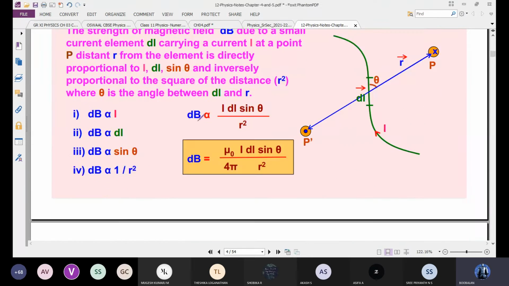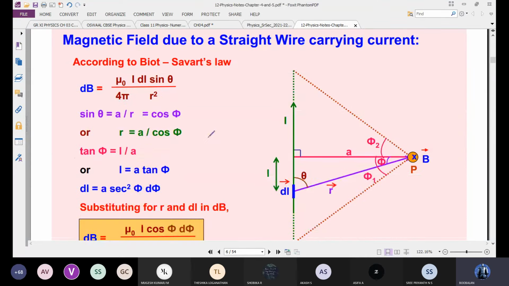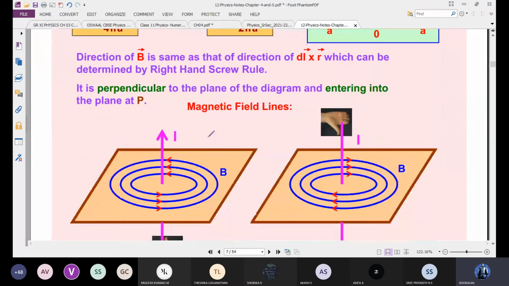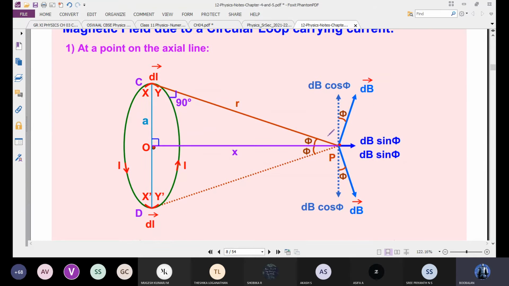So Biot-Savart law completed. Biot-Savart law in vector form also completed. Magnetic field due to a straight wire carrying current is also over. Magnetic field due to a circular loop carrying current, this one was also completed in yesterday's class.